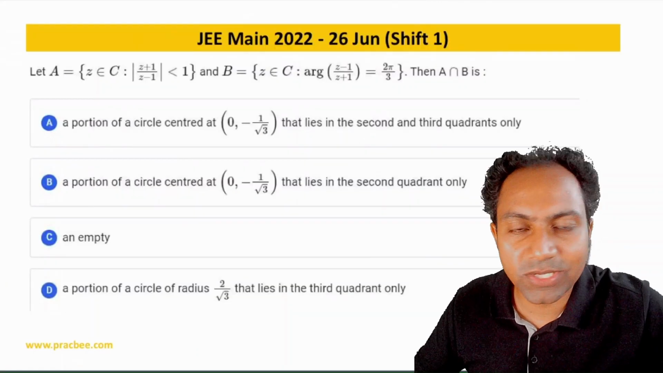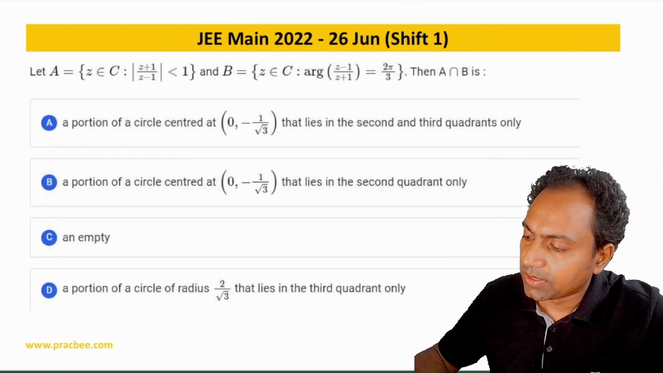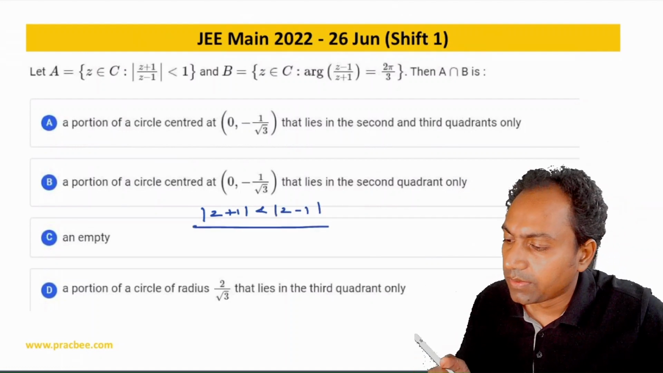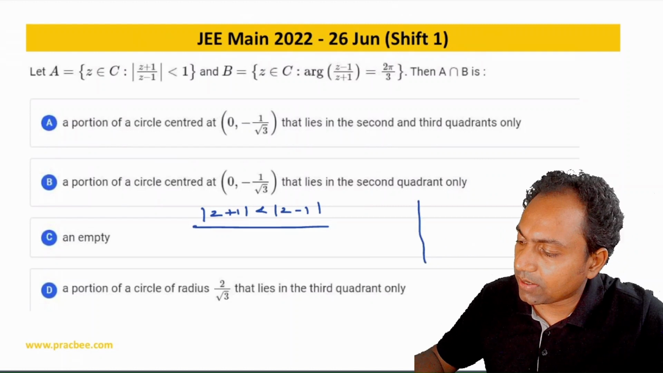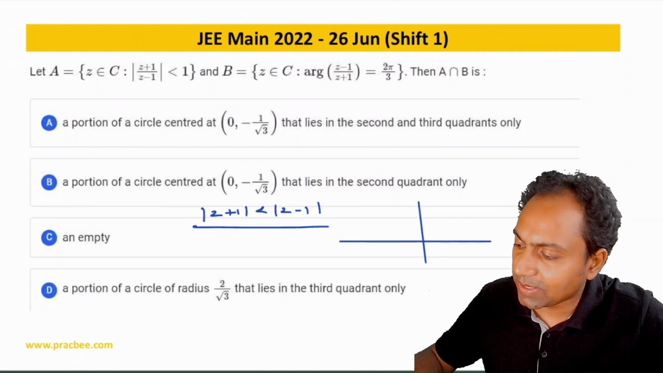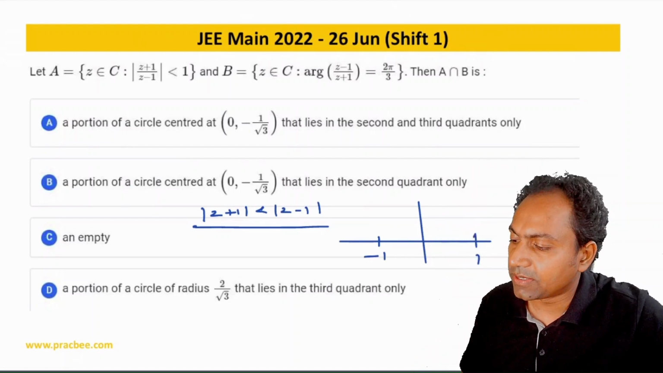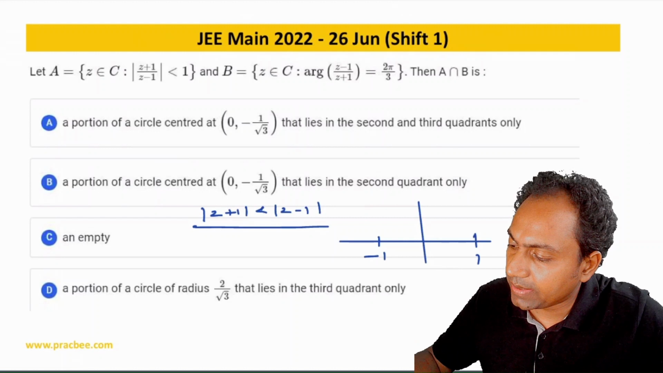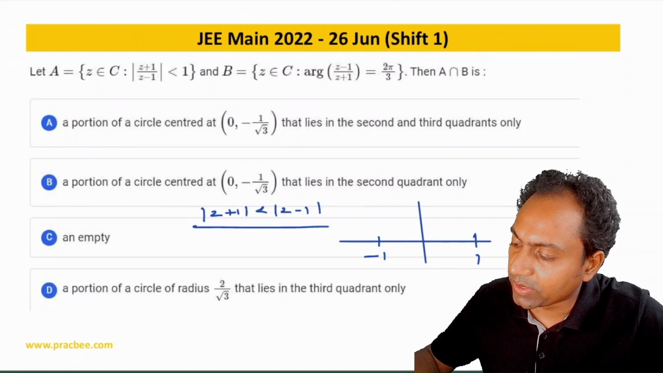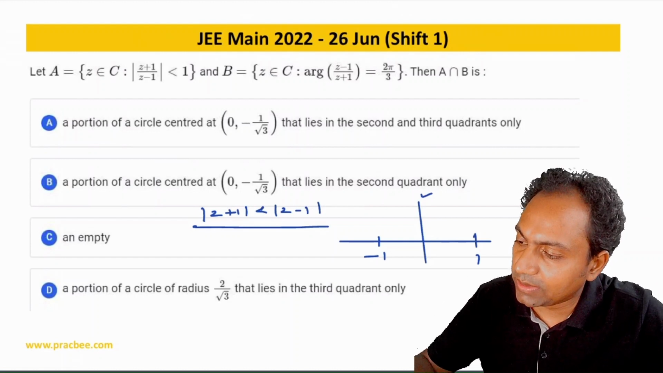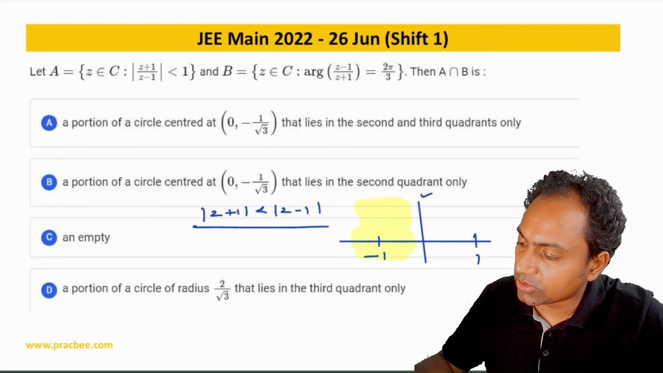If I look into this next question, it is a very simple question based on locus. So the first part of the locus says that mod of z plus 1 needs to be smaller than mod of z minus 1. What does this mean? If I am considering a point in the Argand plane, let us mark this point as minus 1 and this is plus 1. So what we are saying is that if I consider a point here, it needs to have more distance from 1 compared to minus 1. That would mean if this is the angle bisector between minus 1 and 1, this point needs to lie closer to minus 1 compared to 1. Only then the distance with 1 would be more.